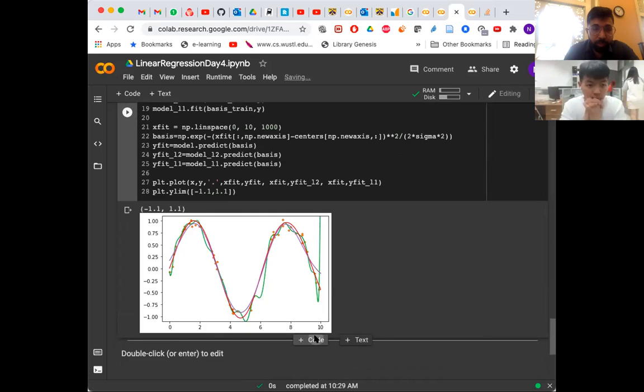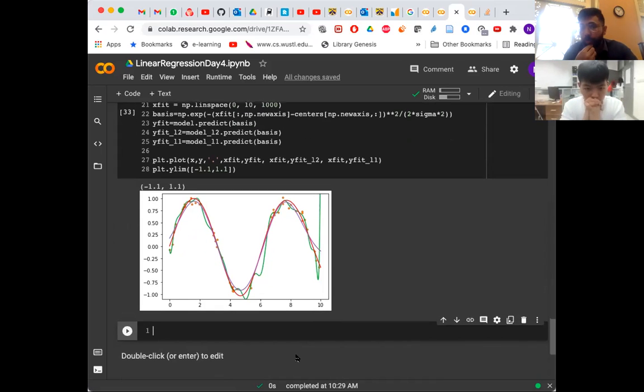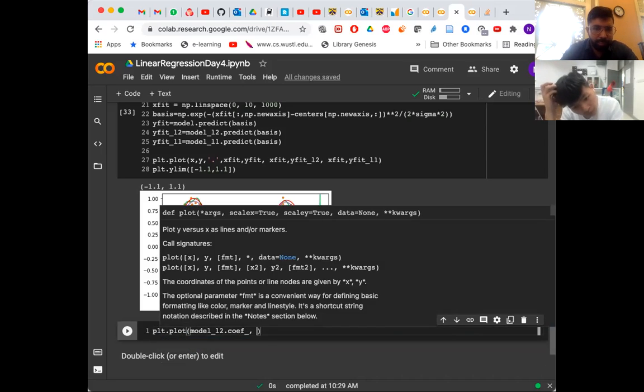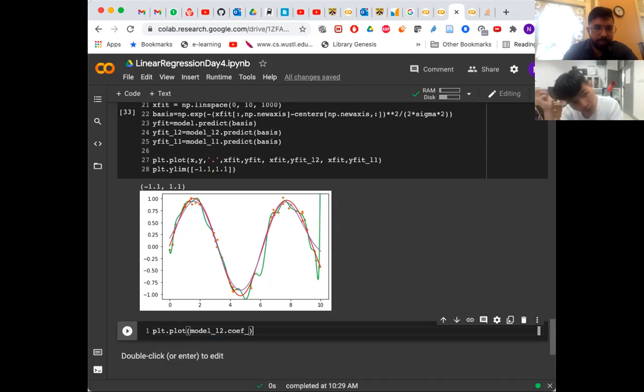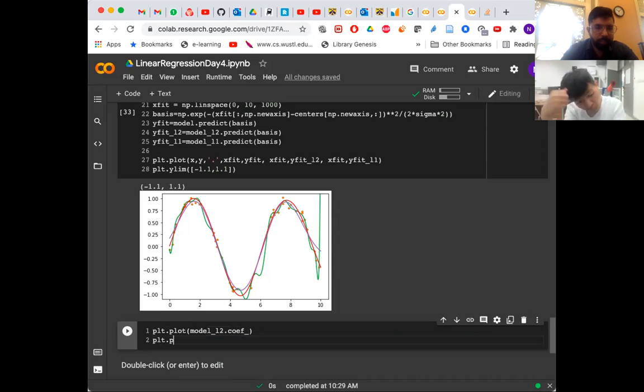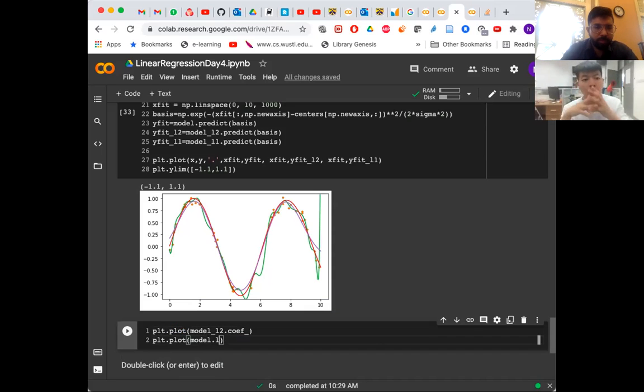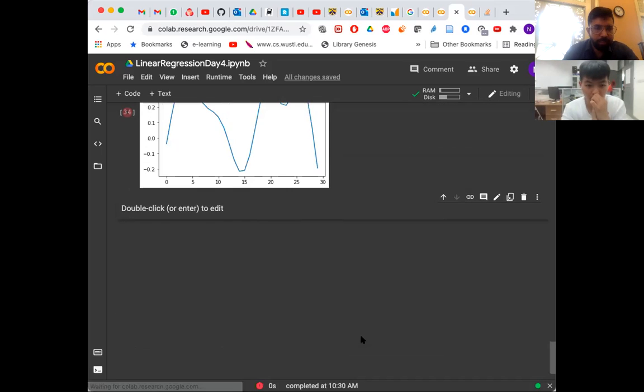Now let's look at the weights. One of the things that we said is that the weights for L1 regularization are 0, they're sparse, and for L2 regularization, they're not sparse. So let's do this, and let's see if this is indeed the case. So what is it called? model.L2. I think this is called coefficients. And similarly, plt.plot. It's plotted. Let's see.